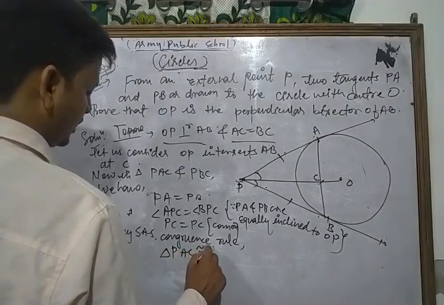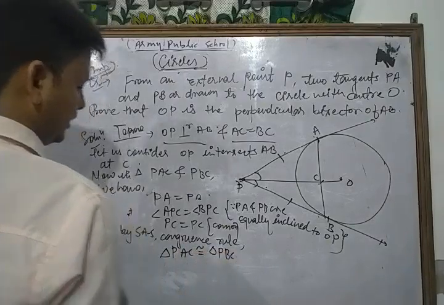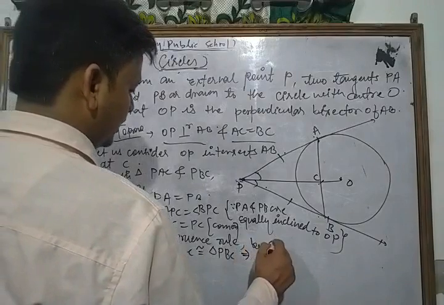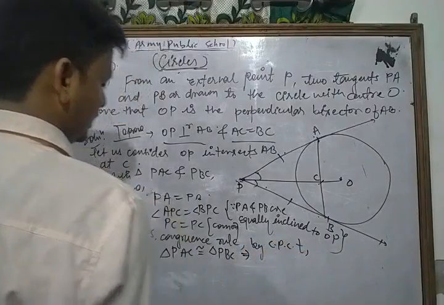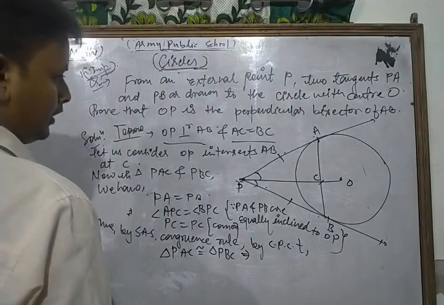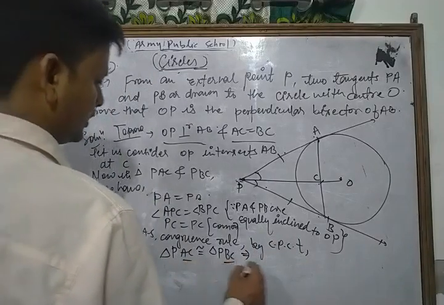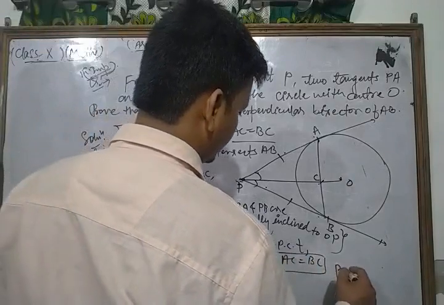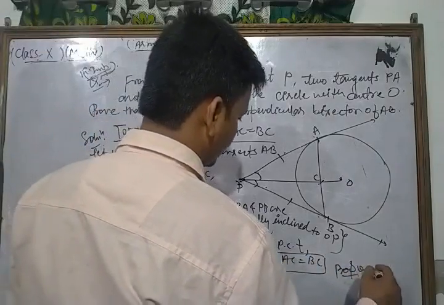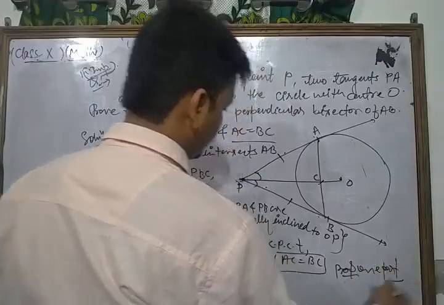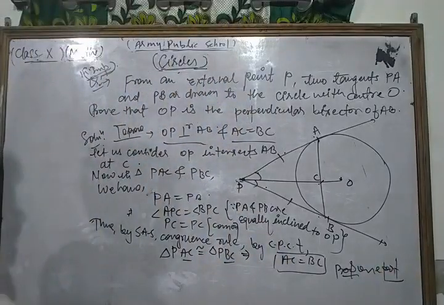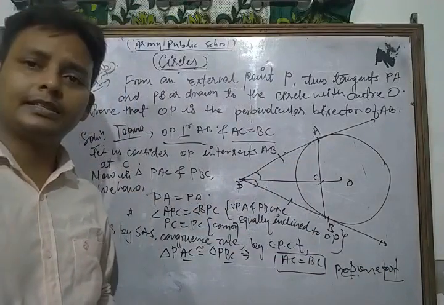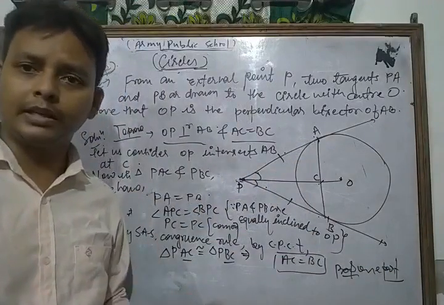triangle PAC is congruent to triangle PBC. Thus, by CPCT, we have AC is equal to BC. Hence, we proved the first part. That means we had to show that OP bisects AB, that is, OP bisects AB into two equal parts. Hence, we proved the first part.